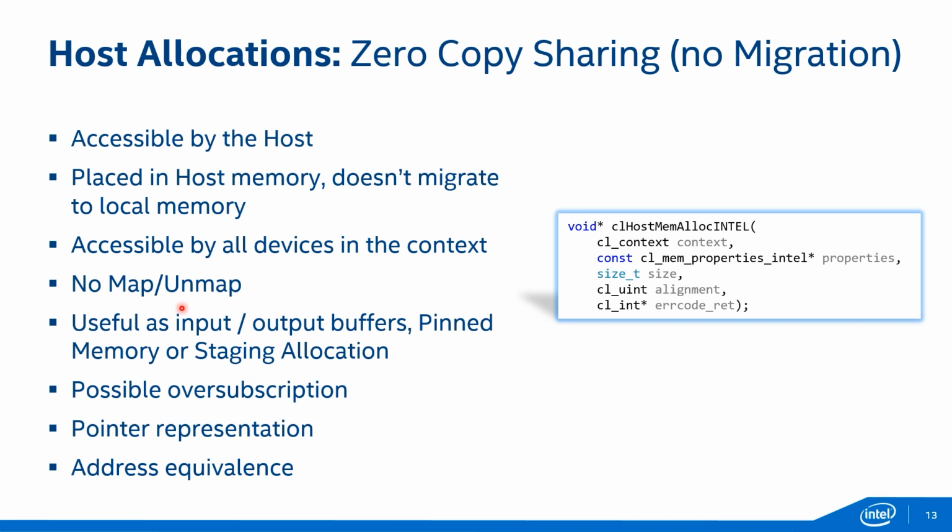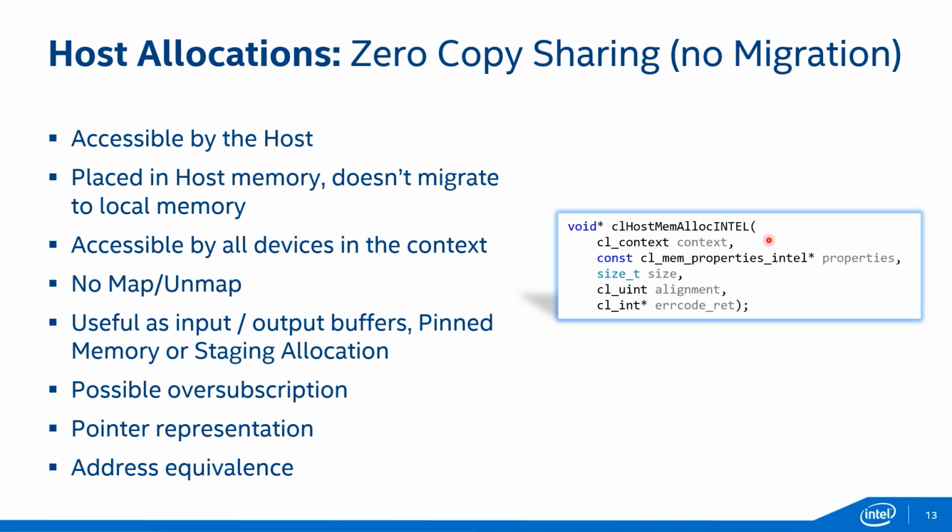Therefore, there are no map and unmap calls, because there is no need for staging buffers to move those allocations, and so on and so forth. And there are certain situations in which such buffers are very useful, like your staging buffers on the host, or pinned memory, which you can use to do various transfer calls.